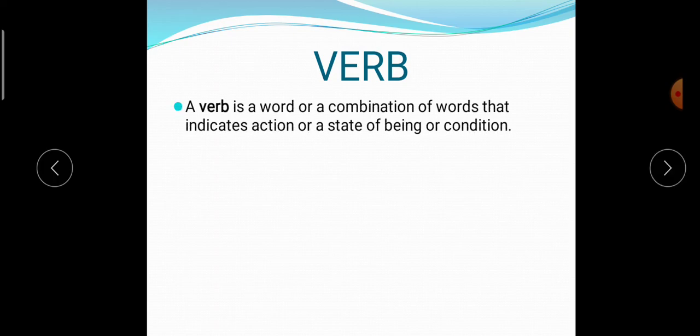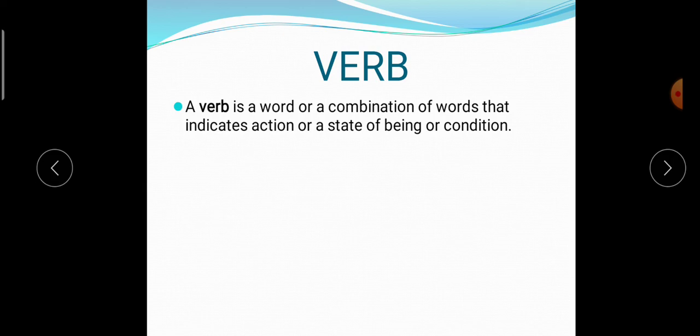What is verb? The most common definition is verbs are action words. So a verb is a word or a combination of words. Now why do we call it combination of words? Because we add helping verbs also, that indicates action or a state of being or condition. Now action words are fine. But what is state of being?